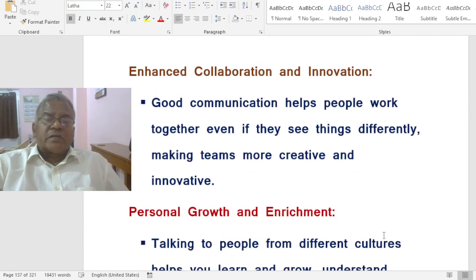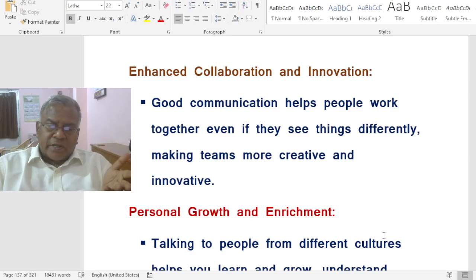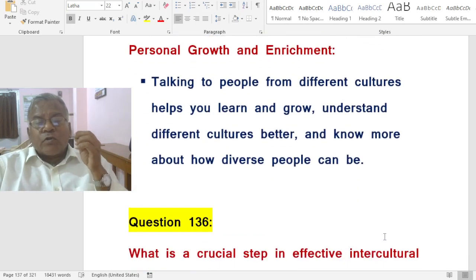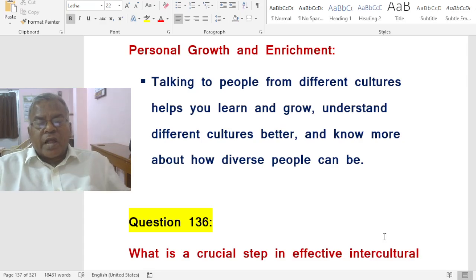Enhanced collaboration and innovation. Good communication helps people work together even if they see things differently, making teams more creative and innovative. Then personal growth and enrichment. Talking to people from different cultures helps you learn and grow, understand different cultures better, and know more about how diverse people can be.